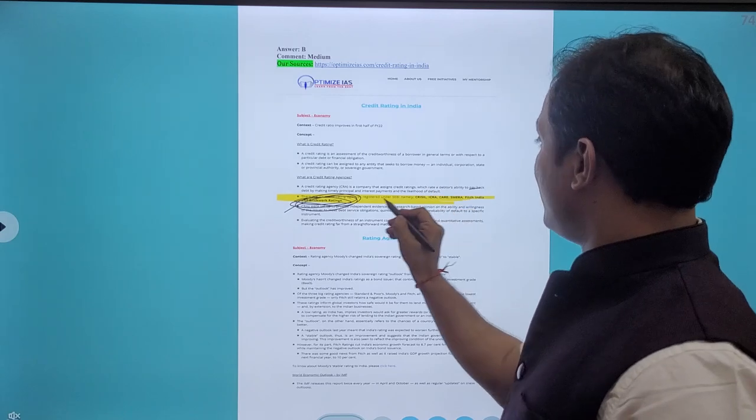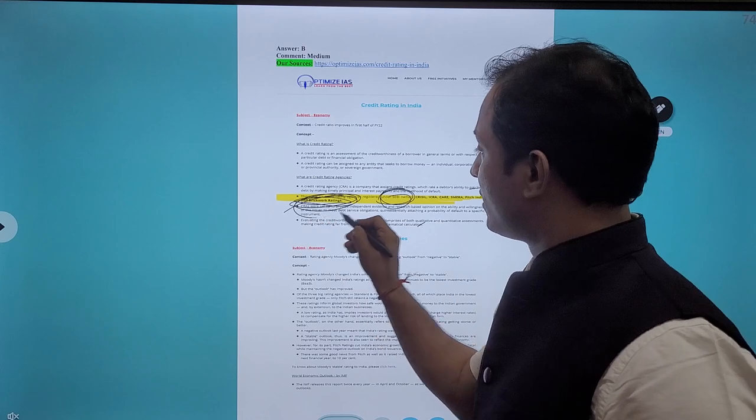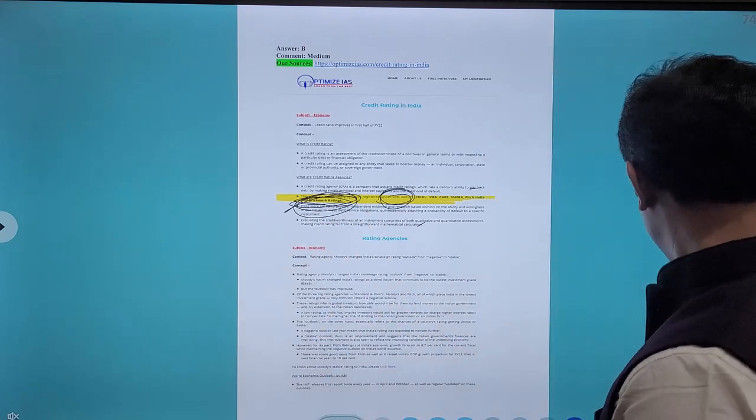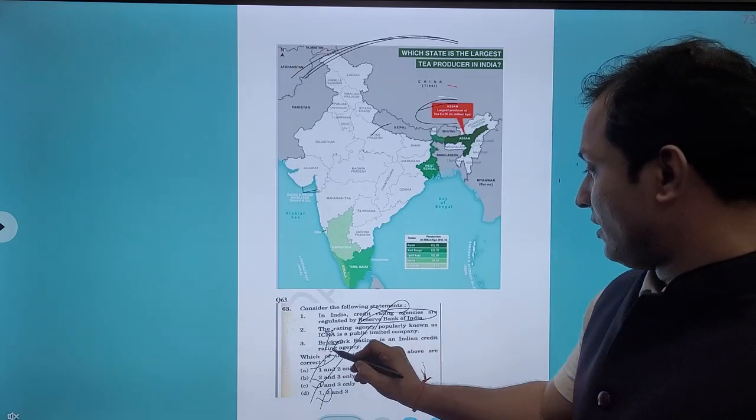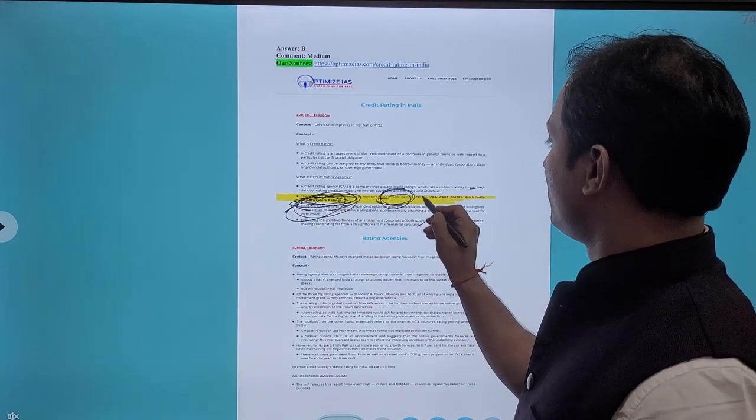Don't you think this is amazing, guys? You see, it is registered with SEBI. And Brickwork rating also I had mentioned. You see, exactly, guys. Brickwork Ratings. Registered with SEBI, not RBI.